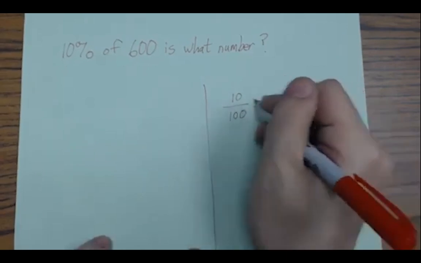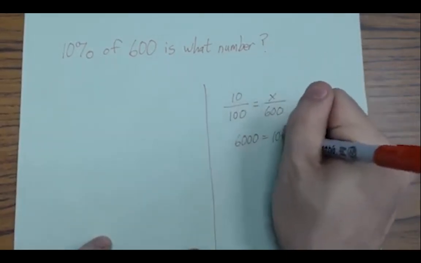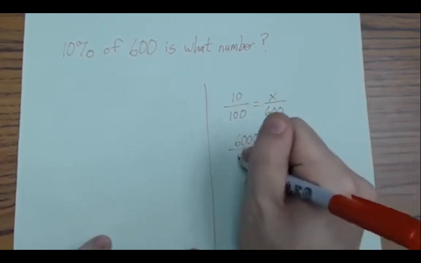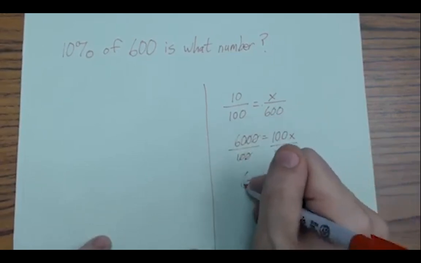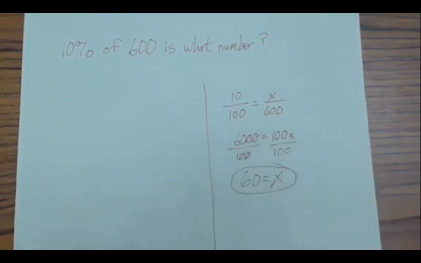Cross multiply, 600 times 10 is 6,000, equals 100x. Divide both sides by 100. And we get x equals 60.